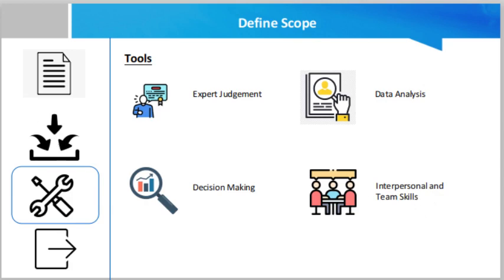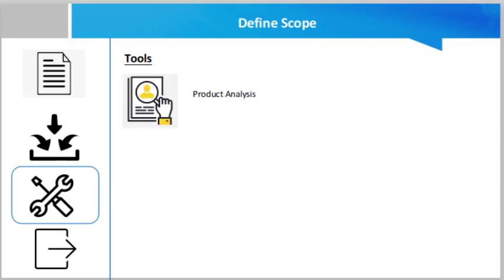Then another very important tool is product analysis. Product analysis is used to define the products and services related to a particular project. The process includes asking questions about a product or service and generating answers to describe the use, characteristics and other relevant aspects of what is going to be delivered.